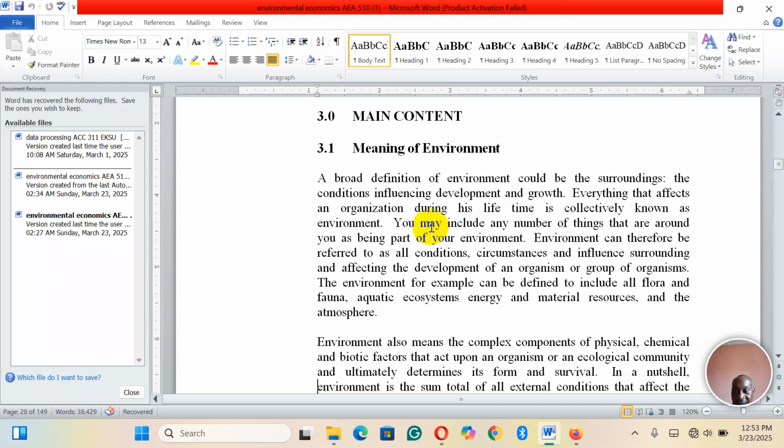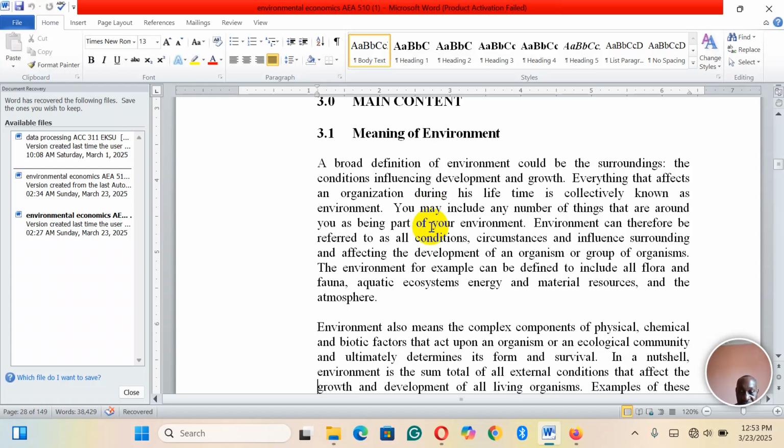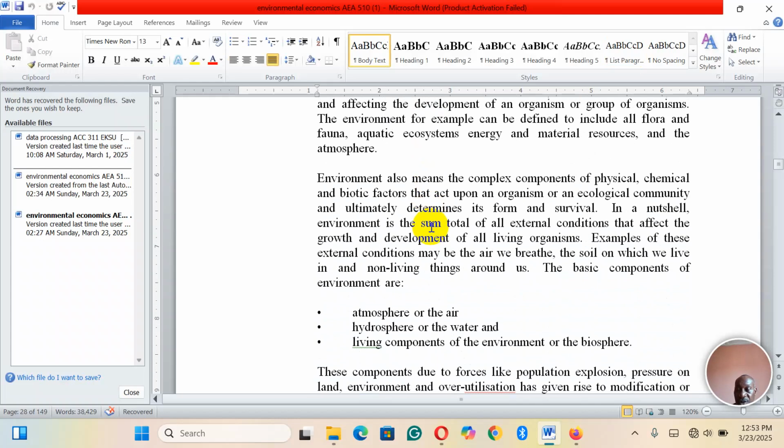The environment, for example, can be defined to include all the flora and fauna and aquatic ecosystem, energy and material resources, and also the atmosphere. So environment also means the complex compound of physical, chemical, and biotic factors that act upon an organism or an ecological community, and ultimately determine its form and survival.